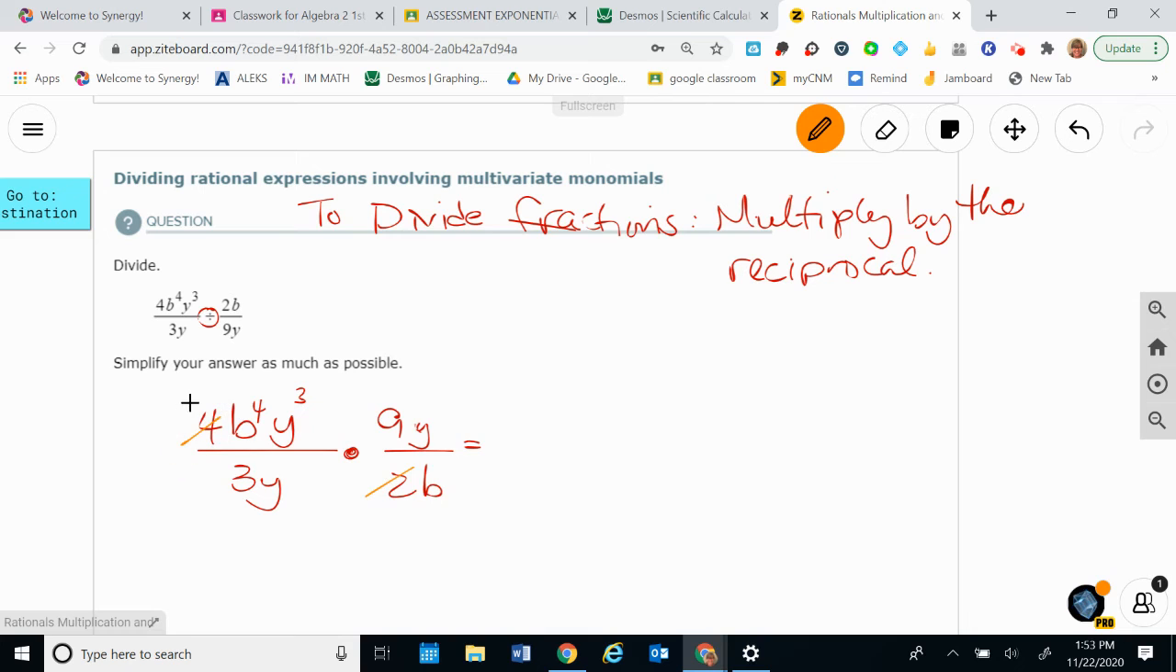2 goes into 4 2 times. 3 goes into 9 3 times. B goes into b to the 4th, and there's one of them cancels. There's 3 left over. And then y cancels with y. So what's left over? I have a 2 and a 3. 2 times 3 is 6. I have b to the 3rd. And that's it. Over what's left on the bottom. Oh, everything canceled out. Boom. All right. And that's it.